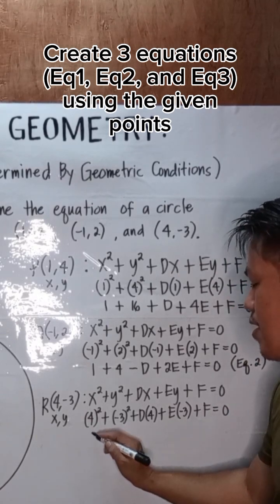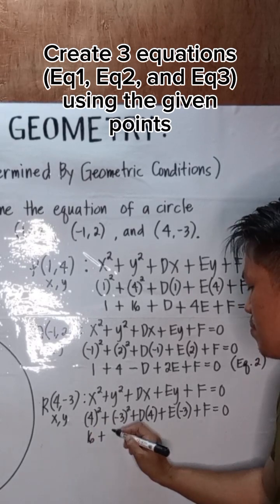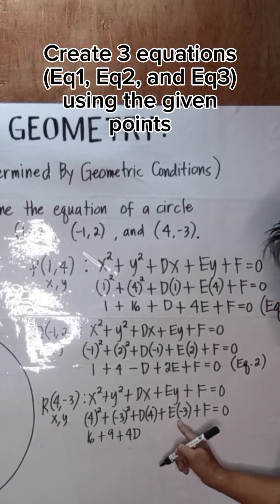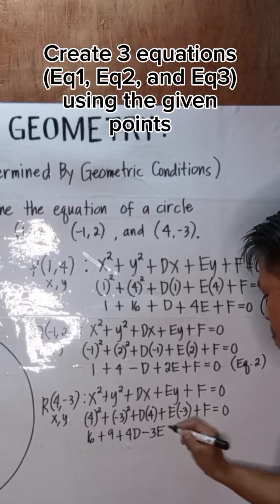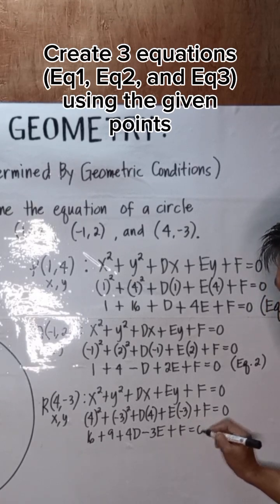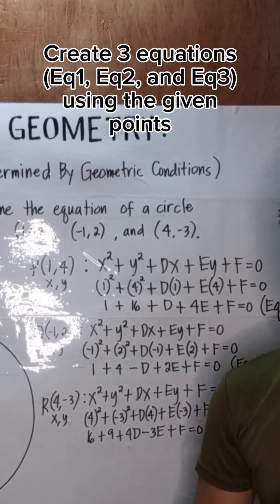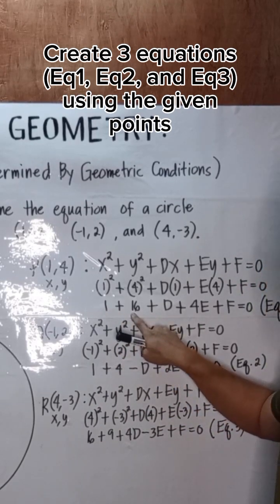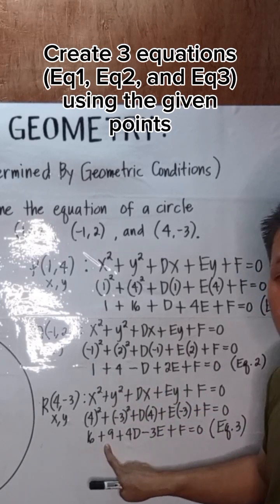Now, simplification, we have 16 plus negative 3 squared is positive 9. Then, ito ay 4d. Ito ay e times negative 3 is negative 3e. Then, plus f is equal to 0. Label natin to as equation number 3. Now, pwede pa natin i-simplify ito yung mga constant. Sa equation 1, ito ay pwedeng gawing 17. Ito naman ay pwedeng gawing 5. At ito naman ay pwedeng gawing 25.